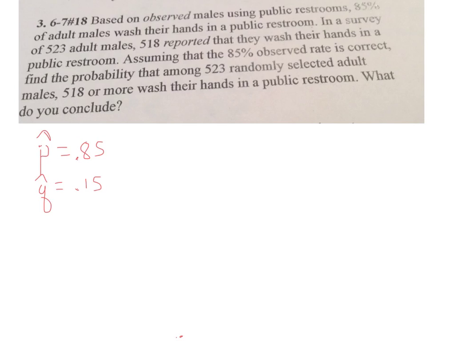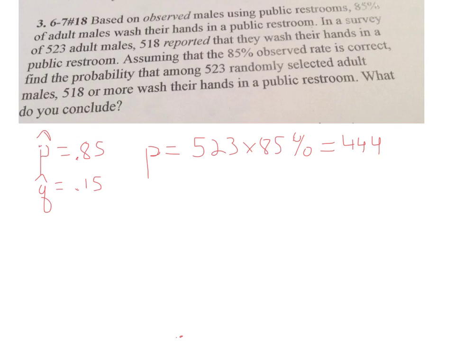So for this question, if we have 523, then our predicted probability would be that 85% of the 523 would wash their hands. And I think that comes out to 400 and something. I think I calculated it, about 444 people. So our predicted number, based on our observations, is 444.